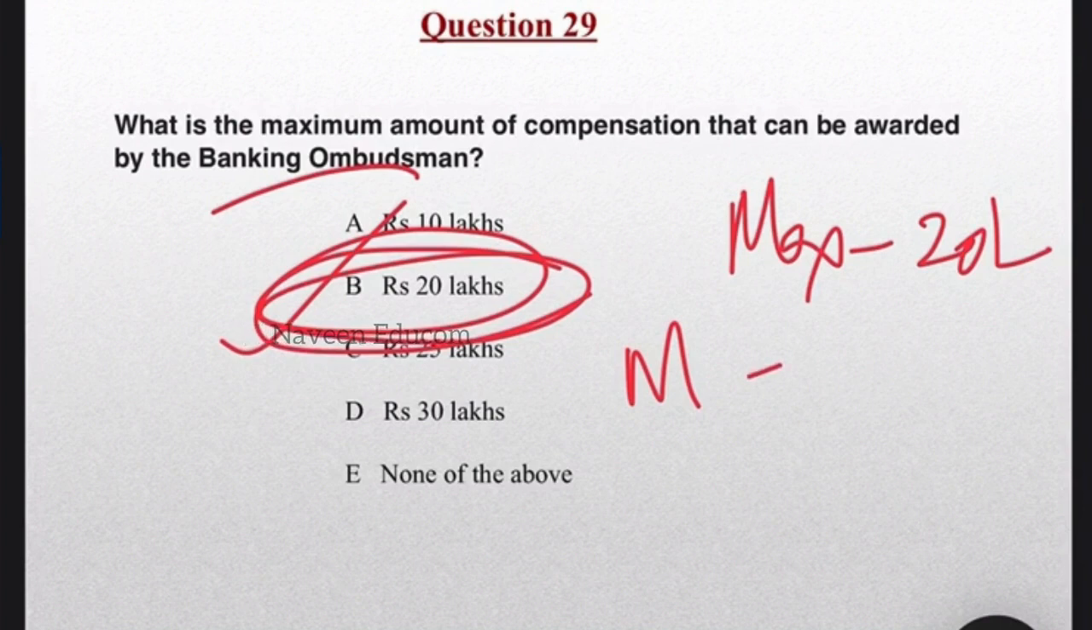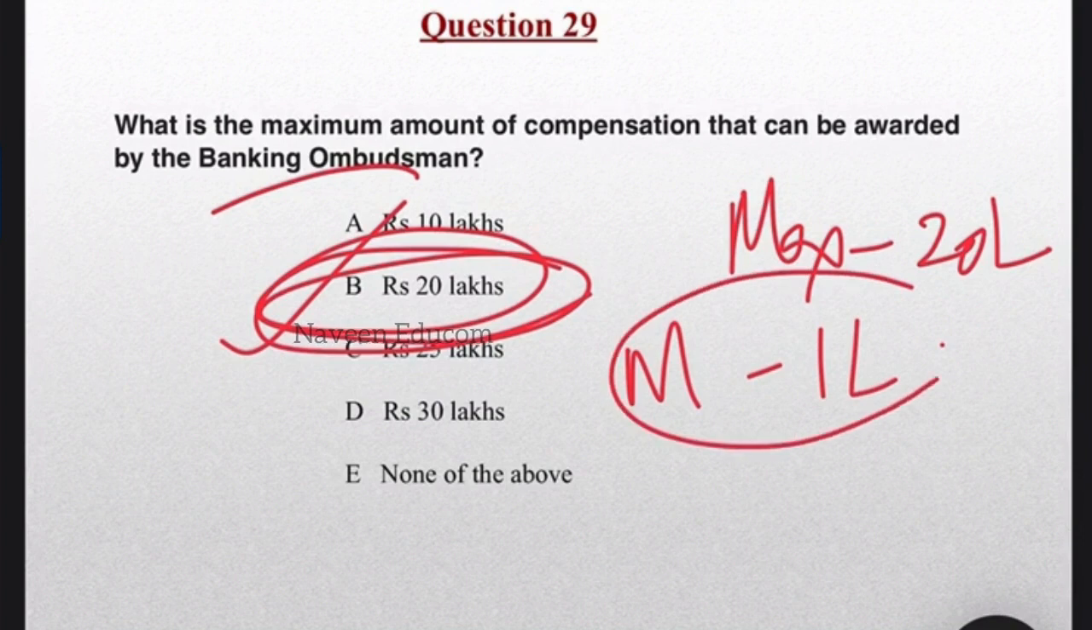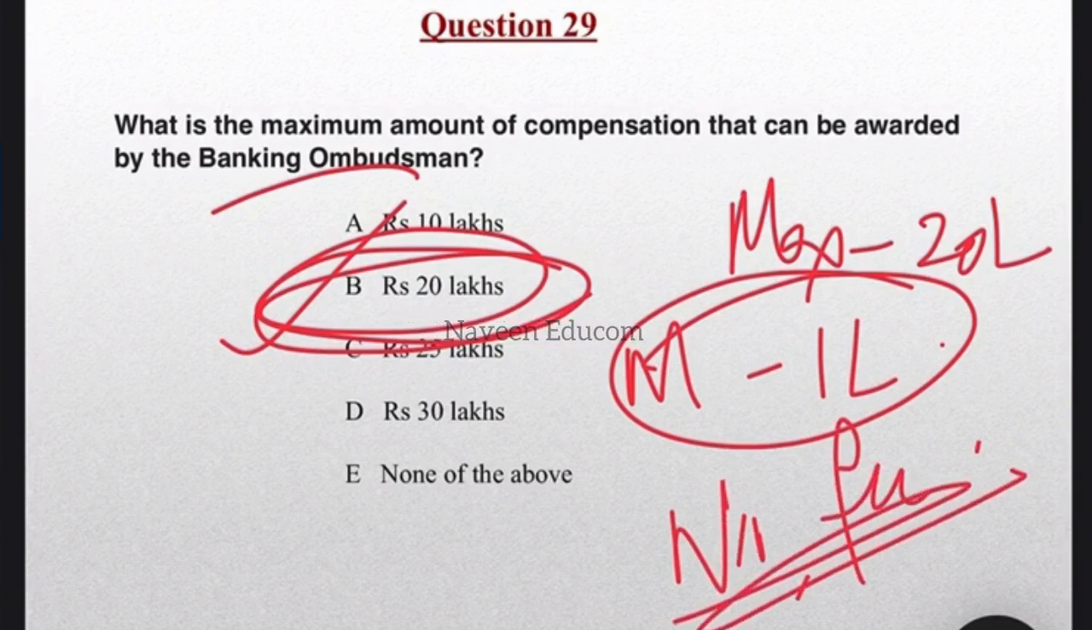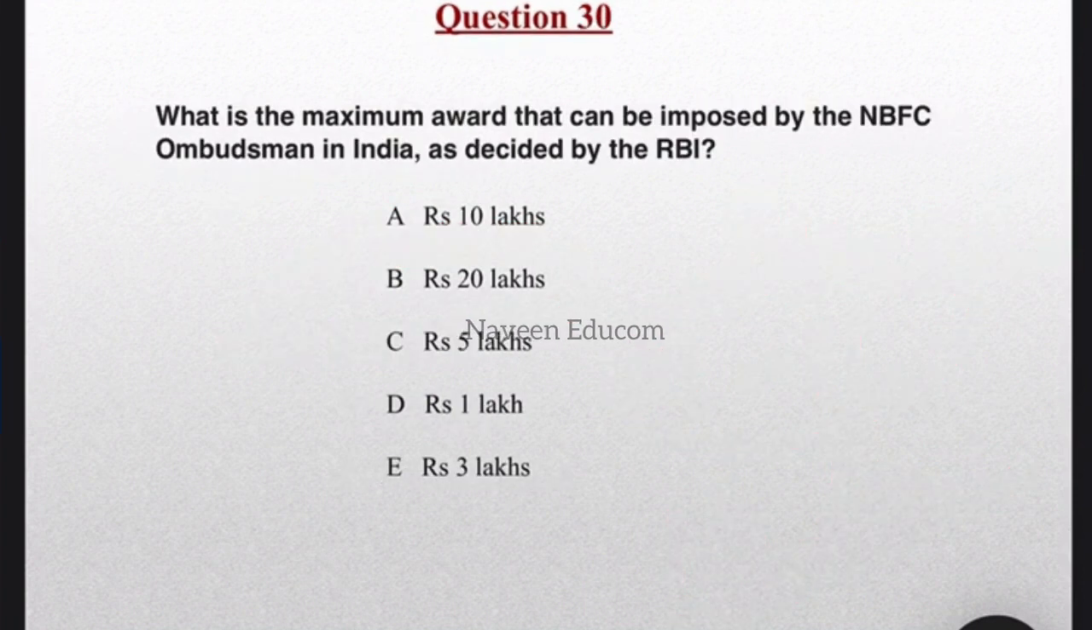The banking ombudsman can award up to a maximum amount of rupees 20 lakhs, whereas rupees 1 lakh can be awarded maximum towards mental agony and harassment. There is no fee involved in filing a complaint with the banking ombudsman in India.